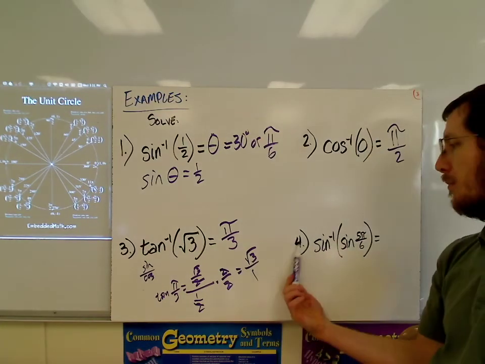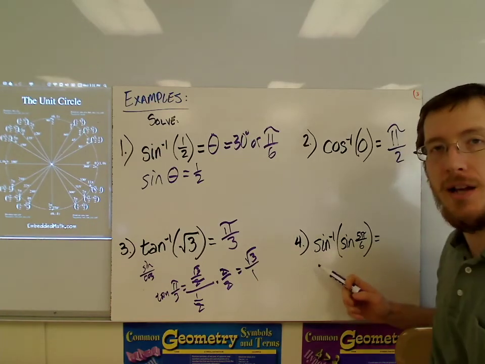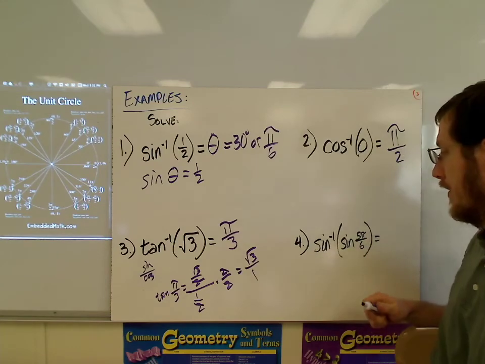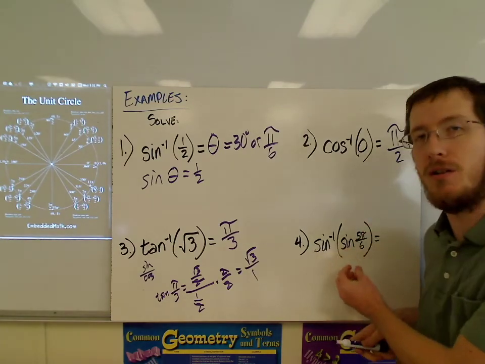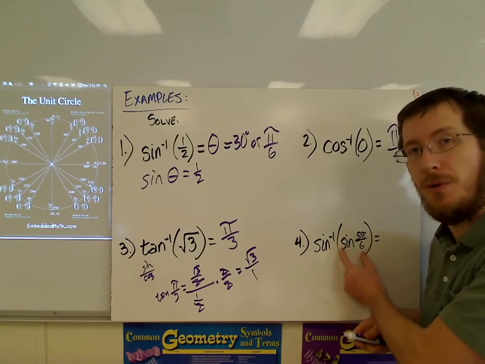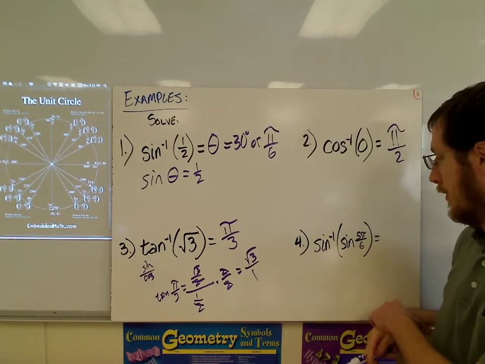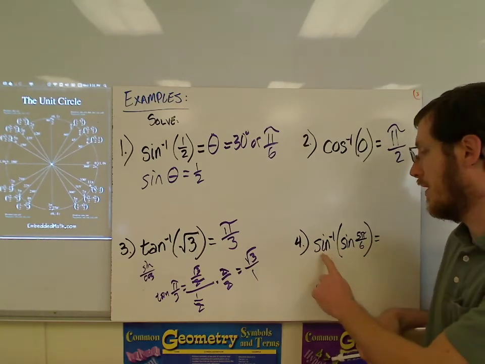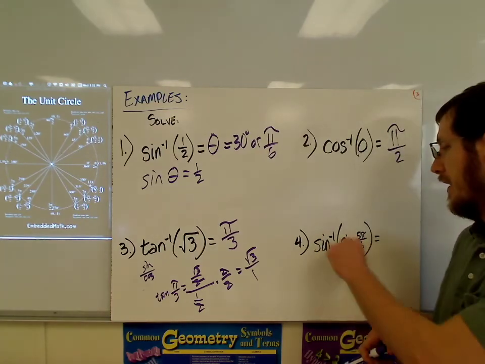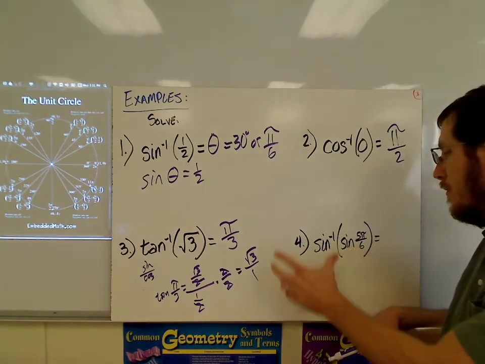Okay, number 4. We're looking for the inverse sine of the sine of 5 pi over 6. So we've got kind of a nested function here. On the inside, we're looking for the sine of this angle, 5 pi over 6, and then we want to take the inverse sine of that. In other words, if we reread this, we're looking for what angle has a sine of the sine of 5 pi over 6. So let's start on the inside and work ourselves out.